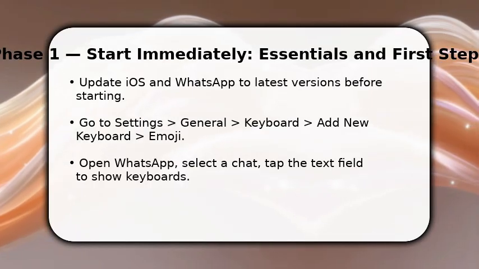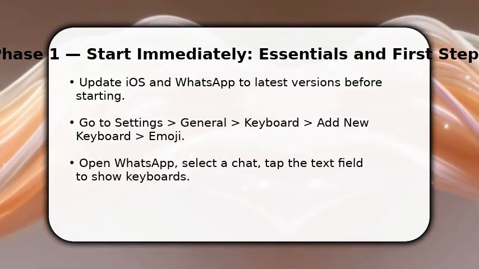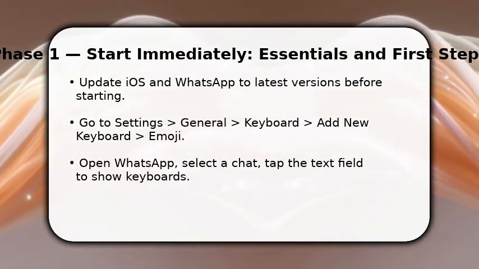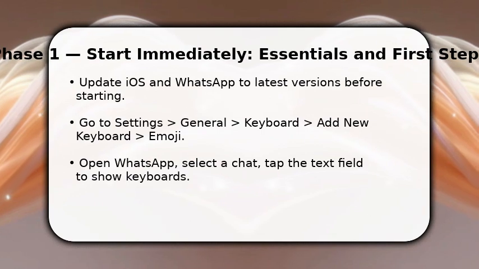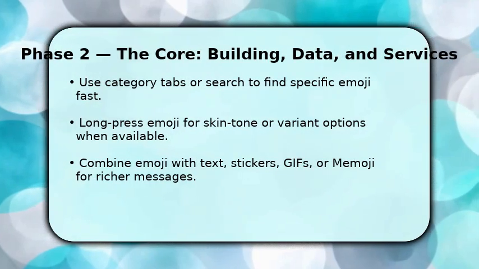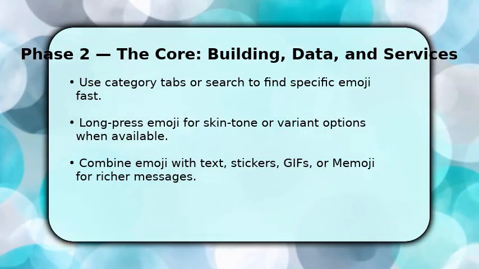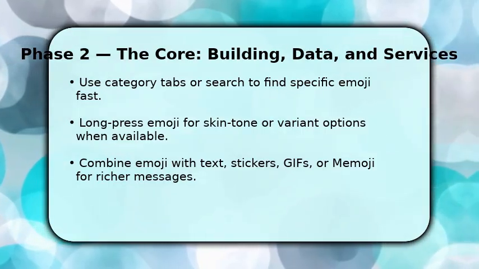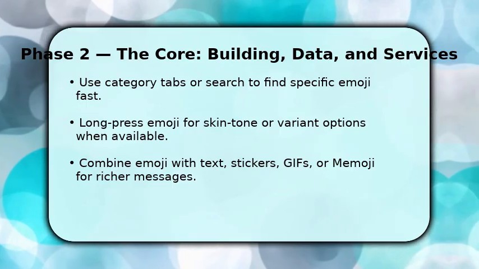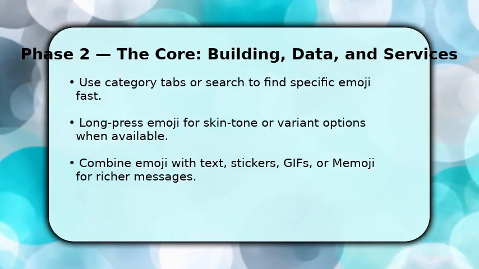Now that the keyboard is active, you're ready to browse categories, use the search bar, and place emoji in line with your message. Once the emoji keyboard appears, you can tap categories or use the search field to find exactly what you need. Long press an emoji to reveal skin tone or gender variants. Select one to insert the chosen form.